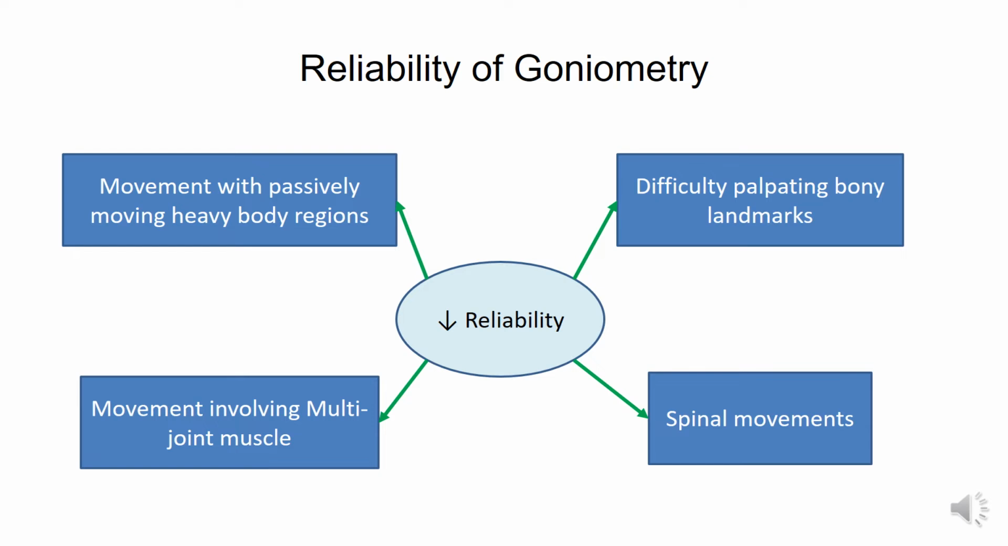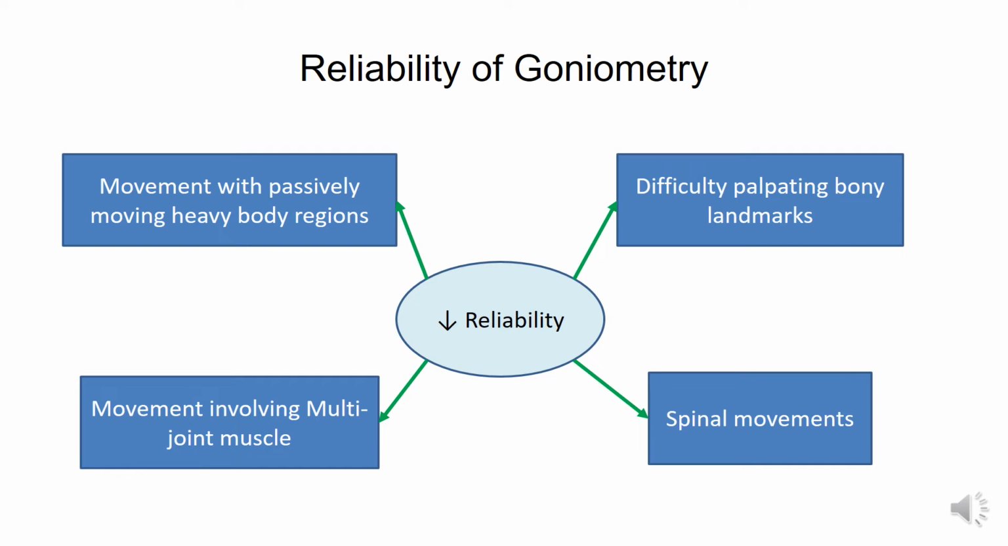In addition to the previously mentioned factors that influence reliability of goniometry, shown here are further factors that may contribute to decreasing the reliability of goniometry. If the testing movement involves passively moving heavy body regions by the tester, this may quite understandably decrease reliability. For some joint movements within the body, it is controlled by muscles that traverse multiple joints, for example, the quadriceps and hamstrings. In these cases, there is an increased probability that reliability may be affected.